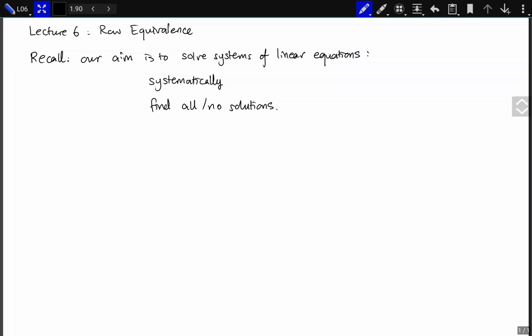So from our system of equations, last time, you recall that we obtained the augmented matrix, which we wrote A with this vertical slash B. And today, we're going to study what's known as row equivalent matrices.